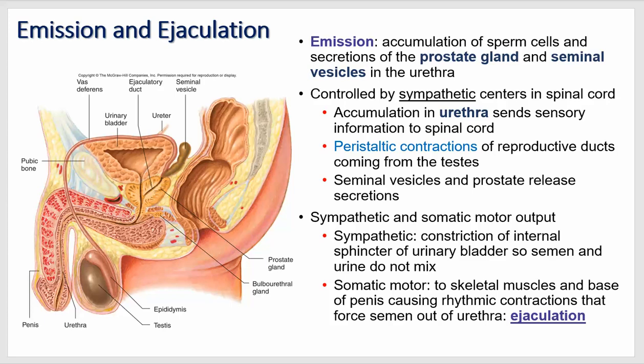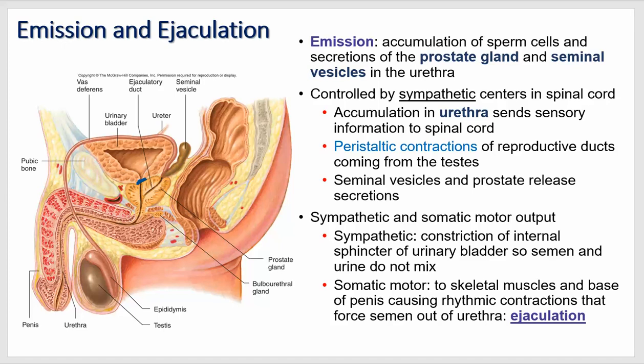So sympathetic and somatic motor input. So sympathetic, constriction of the internal sphincter of the urinary bladder. We already knew this, actually, if you recall. So remember, during sympathetic activation, it's a sympathetic reflex that causes the detrusor muscle to relax and your bladder to fill. So we already know that sympathetic reflexes will cause closure of this so the bladder can fill. Okay, so we have to know that anyway.